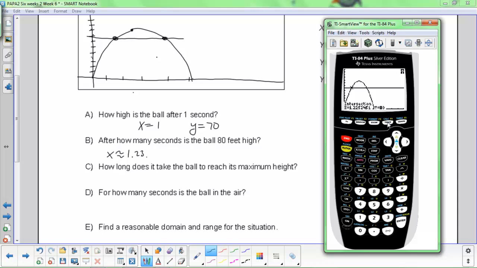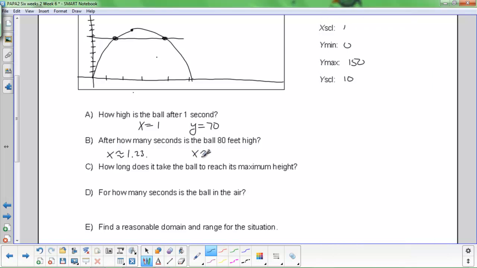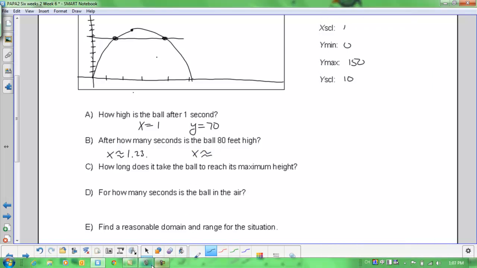So I go back and I calculate one more time. And this time I bring the cursor to the second intersection point. This tells my calculator where I want it to calculate, or which one I want it to calculate. And x is approximately 3.77.